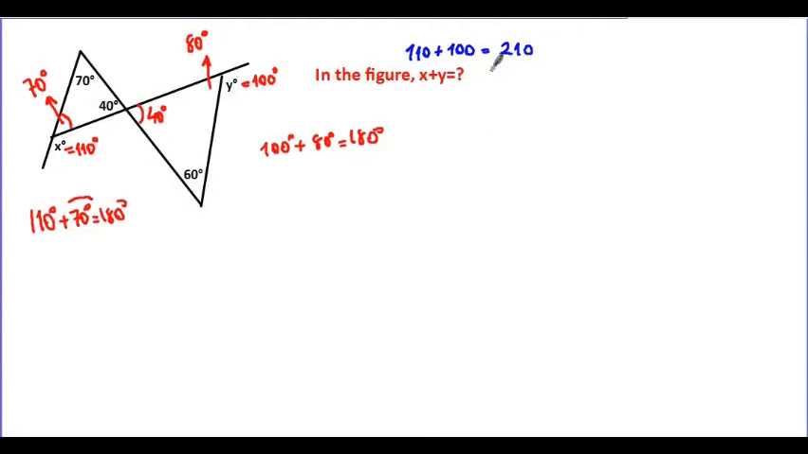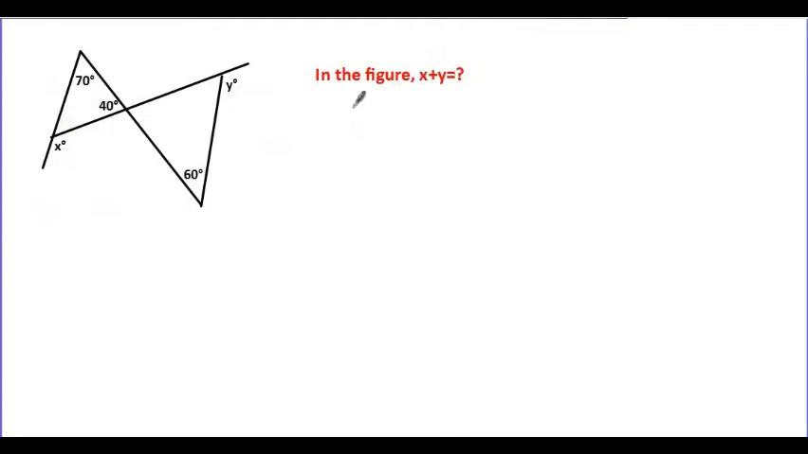Now let's give another way to solve this example. We can say a shorter way. We know that the measure of the exterior angle is the sum of the two opposite interior angles. So if you see this triangle, we have this exterior angle, and we have these two interior angles, opposite interior angles. So x is going to be 70 plus 40, 110.